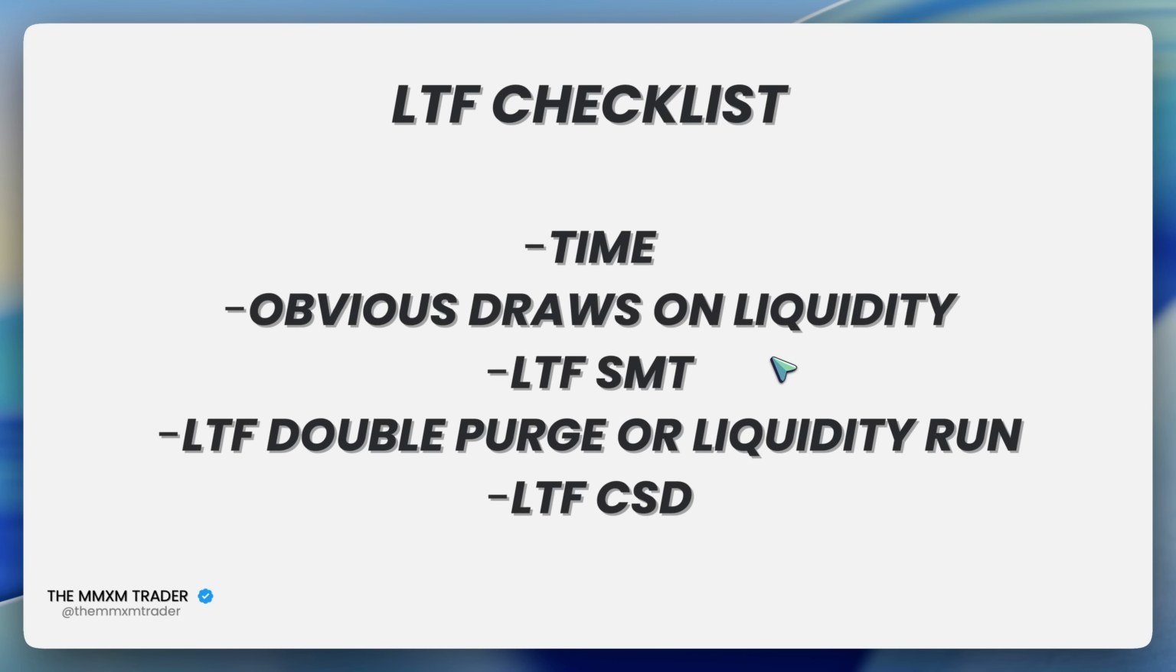Now, let's go and look here at the lower time frame checklist. Time, so we must be in a kill zone. We must have an obvious draw on liquidity, relative equal highs and lows. Lower time frame SMT must be present, and there must be a lower time frame double purge or liquidity run, and then a lower time frame CSD. So if you guys have watched the Blitz model, you should really understand this right here.